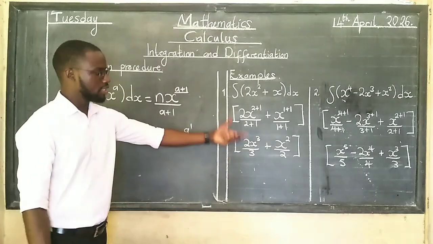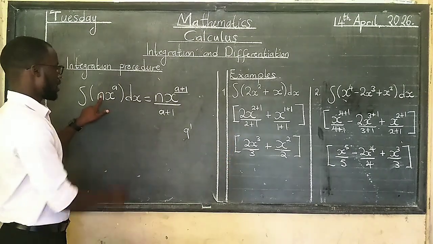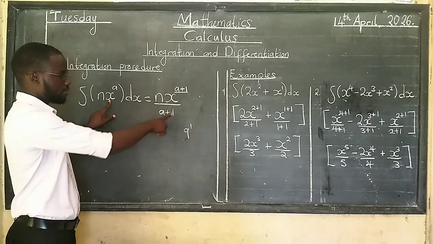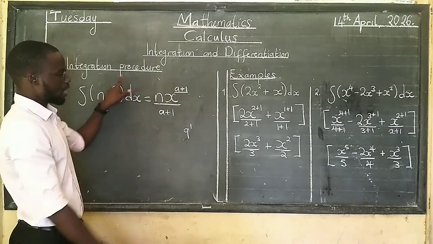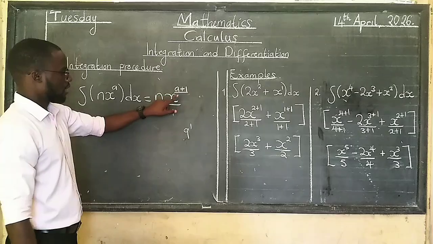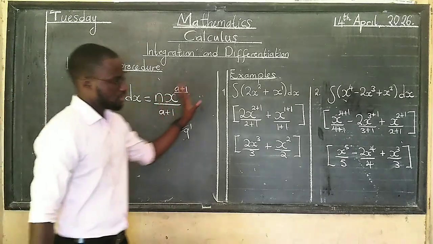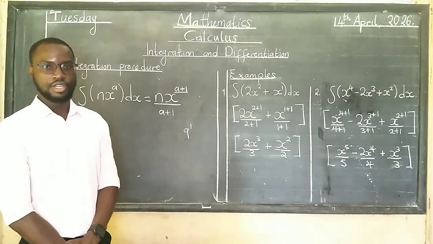The general idea here is the n comes as it is. The number, x, the variable, comes as it is. Then the power, we add 1. Like that. Then we divide everything by the new power. This is the main concept of integration.